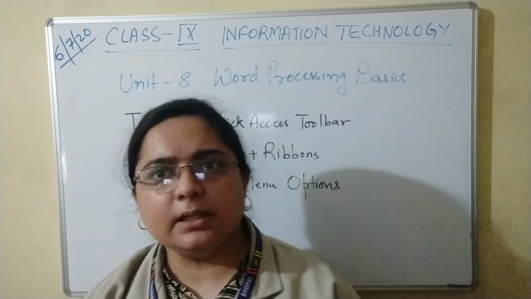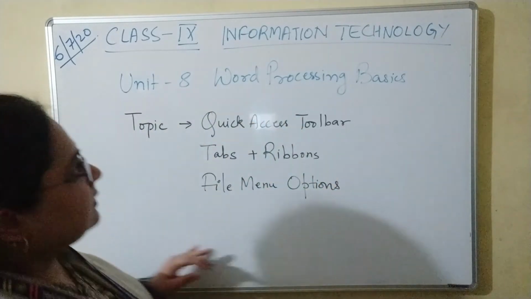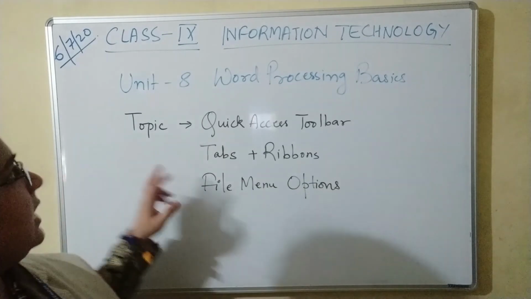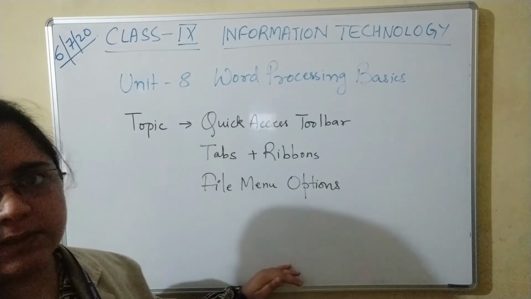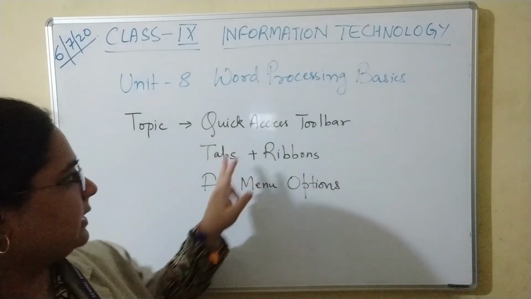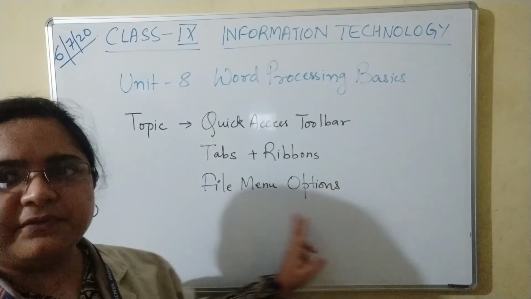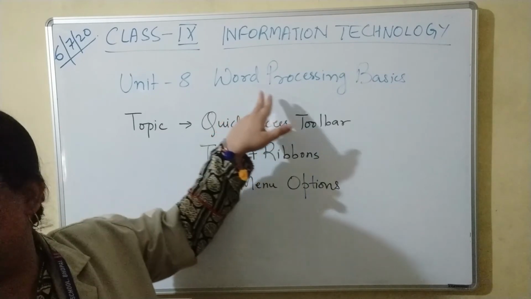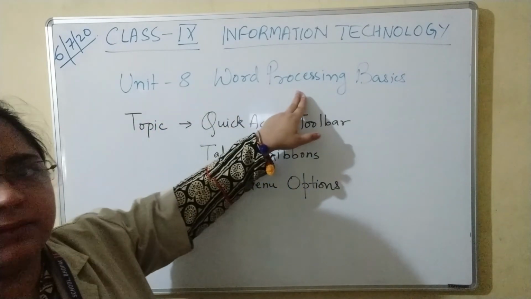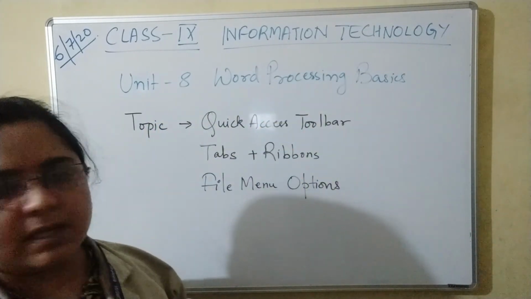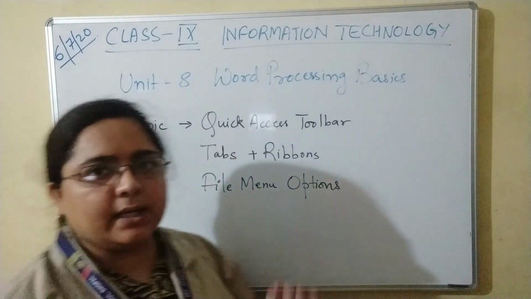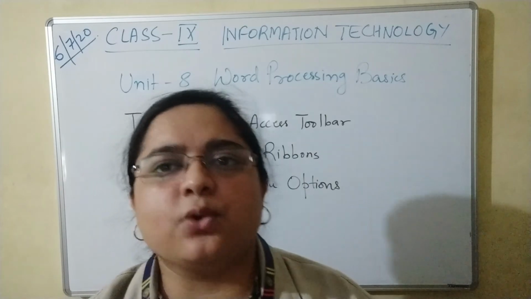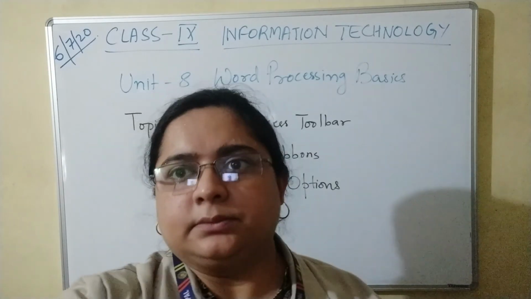Welcome to my channel. In today's class for class 9th information technology, we are going to discuss these topics, that is quick access toolbar, tabs and ribbons and file menu options, according to our chapter, that is unit 8 word processing basics. So these things I need to explain practically to you people. So we will now switch over to our computer.